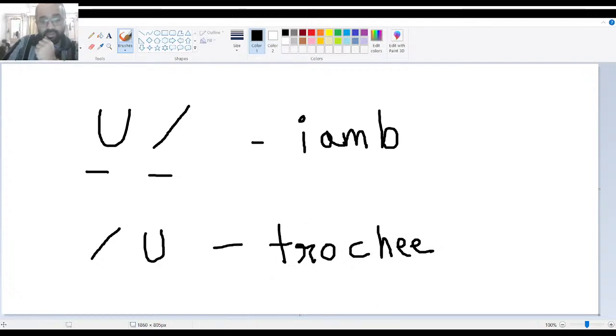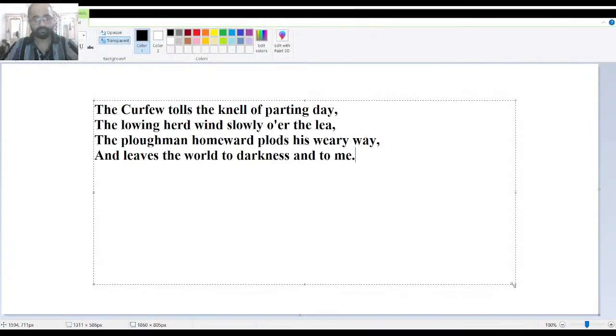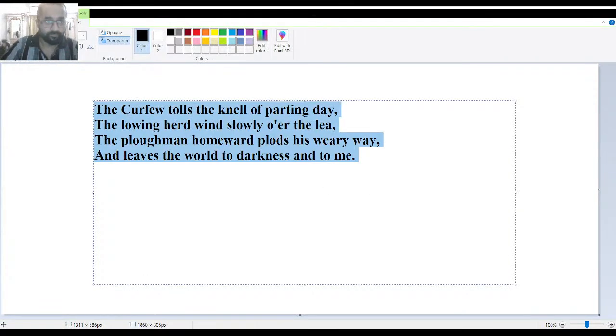Now let's look at an example. We'll go straight to a passage, a poetry passage. A very famous example of an iambic passage. I'm sure all of you are familiar with this passage, this poem. Thomas Gray's Elegy, written in a country churchyard.